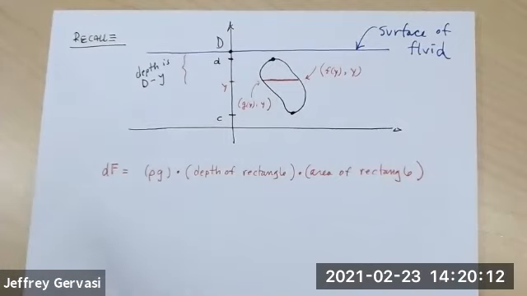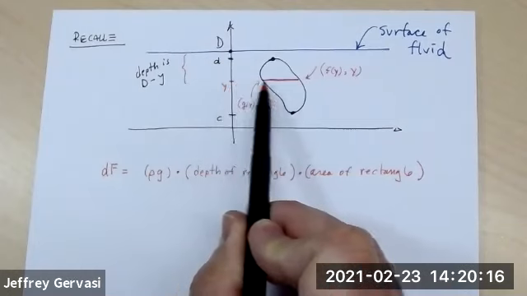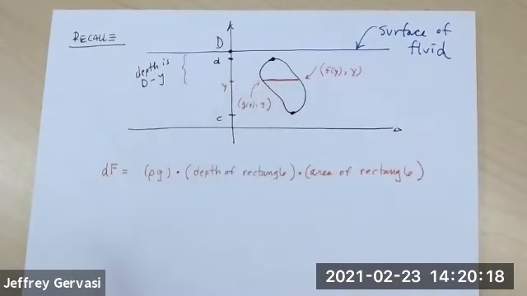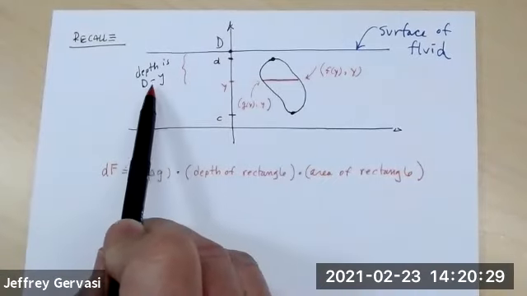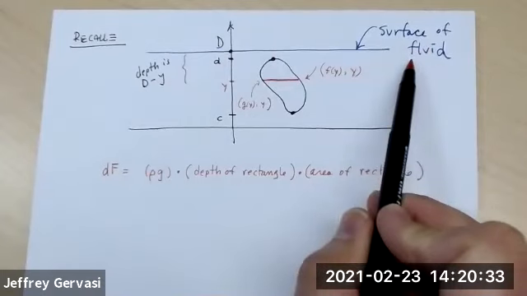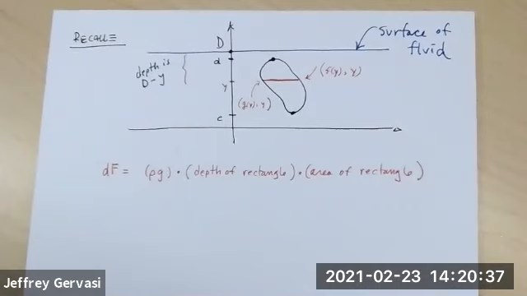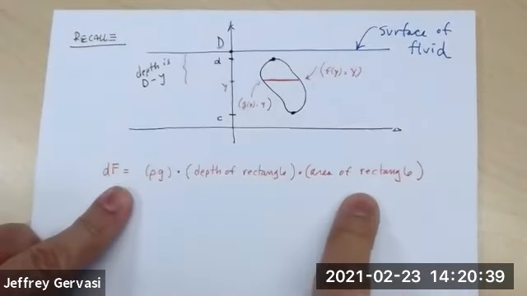So I've taken the liberty of, somewhere between C and D, I've located some y, and there's the corresponding differential rectangle that corresponds to it. You'll notice that I labeled the ends of the rectangle like we always do, right? And I've indicated that the depth of the rectangle is capital D minus y, assuming that the surface of the fluid is located at capital D. So I'm using an xy coordinate system. So I've got it written here in words.